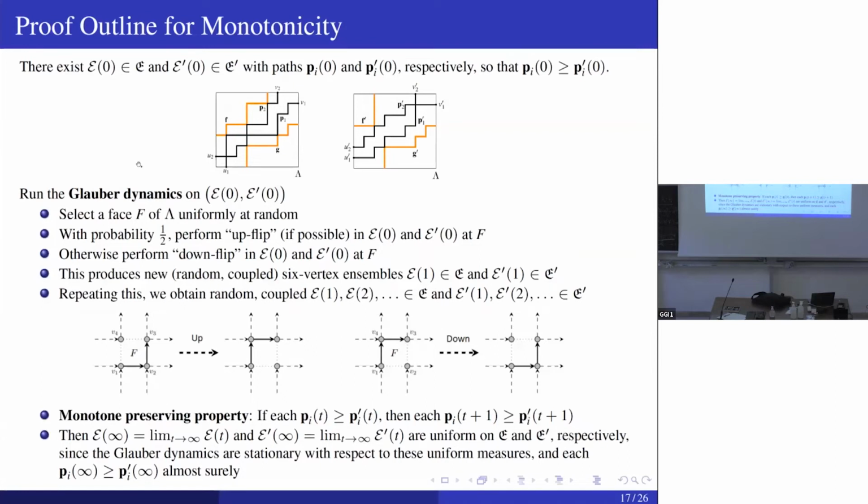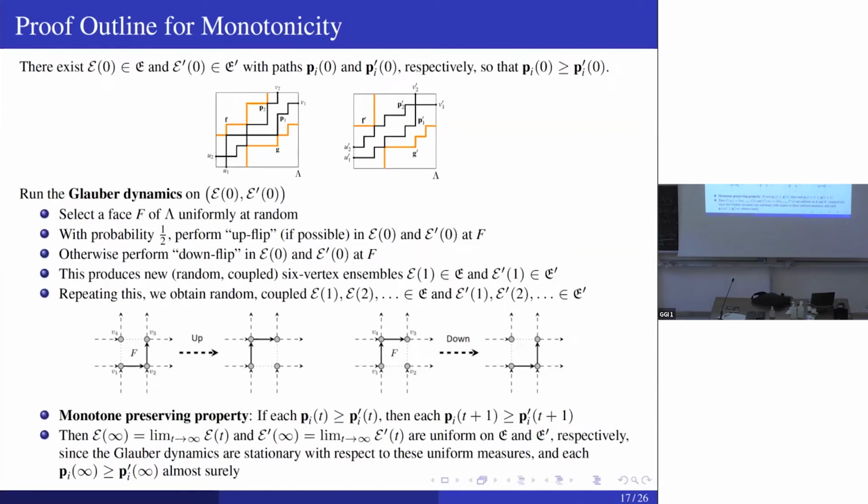You select a face in our square uniformly at random, and with probability a half, I'll perform an upflip. If my path looks like this, I'll flip it to this, if possible. So I'll change one corner and flip it to look like this, if possible. Otherwise, with the complementary probability, if I get tails for example, I'll do the other flip. I'll flip it down. This produces a new family of coupled 6-vertex ensembles, E0 and E1. And I just keep on doing this.